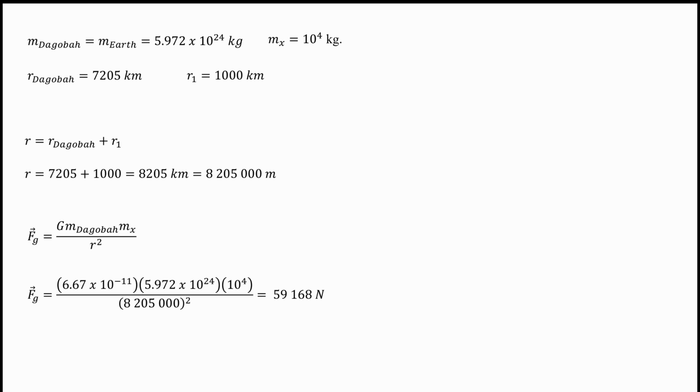Thus, the distance between the ship and the planet's center, R, is the radius of Dagobah, plus our assumed distance of 1,000 kilometers, which is 8,205 kilometers, or 8,205,000 meters. And thus, applying our formula, we get that the X-wing would be facing a gravitational force of 59,168 newtons when it's 1,000 kilometers away from Dagobah.